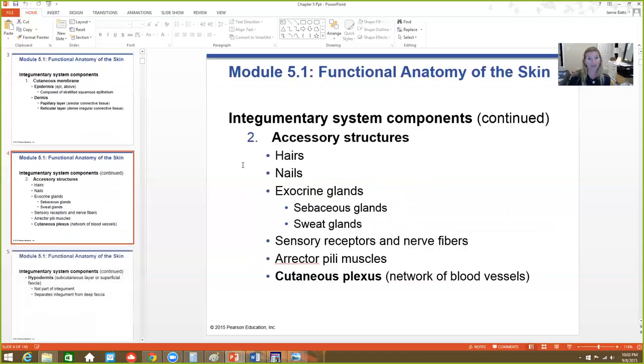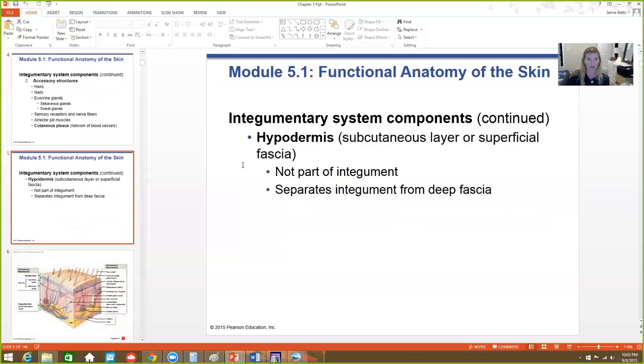So the accessory structures are things like hair, nails, all of the glands, the sebaceous glands or oil glands, the sweat glands, the receptors, the erector pili muscles, which give you goosebumps, and something called the cutaneous plexus, which is all of the blood vessels that are associated with the integumentary system.